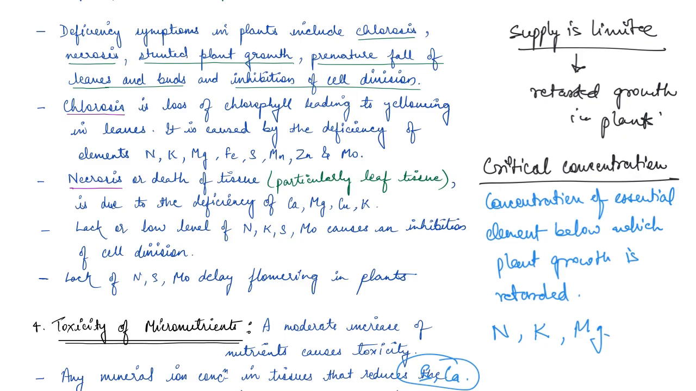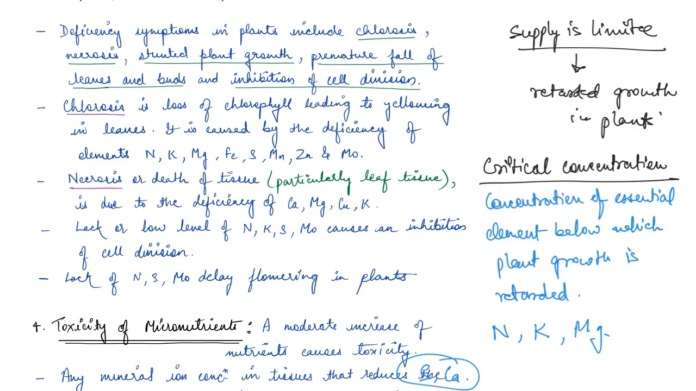Chlorosis is loss of chlorophyll, which leads to yellowing of leaves, and this symptom is caused by elements, say sodium, potassium, magnesium, sulfur, iron, manganese, zinc, molybdenum. So there are so many elements which cause chlorosis. In the same way, what is necrosis? Necrosis is death of tissue, and that too particularly leaf tissue. So necrosis happens when there is deficiency of structural elements, right? Like calcium, potassium, copper, magnesium, right?